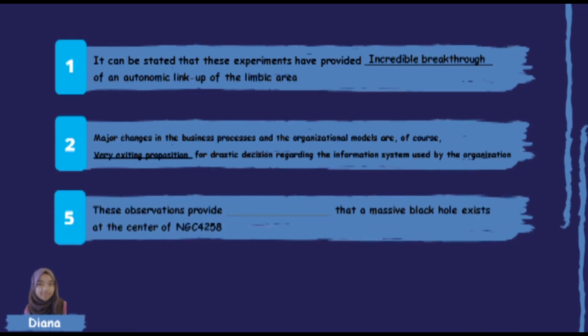Okay, and the third one is number 5. And the sentence is, these observations provide blank that a massive black hole exists at the center of NGC 4258. And the answer is compelling evidence. In this number, compelling evidence means bukti yang meyakinkan.